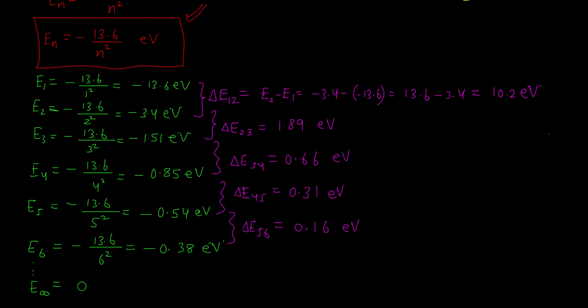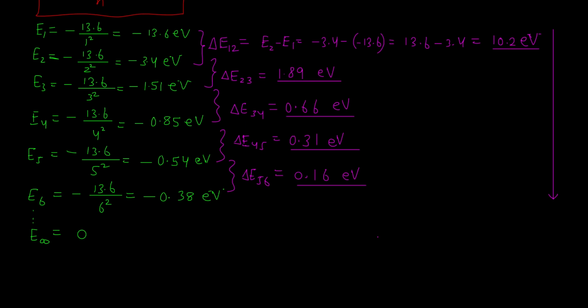So if you notice here, as we are going away from the nucleus, the energy difference between the successive orbits is getting lower and lower. Between first and second, the difference is 10.2, between second and third it is 1.89, almost 5 times smaller. Between third and fourth it is further smaller, between fourth and fifth it is much smaller, and between 5 and 6 it is very low.